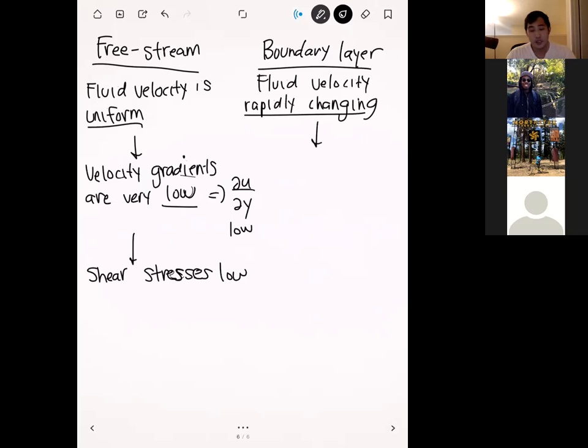And that's just like what we were talking about before, because in the boundary layer, the fluid velocity has to go from 0 at the surface up to the free stream velocity. And so in order to do that, it has to make a lot of changes and it has to happen really quickly. And if the fluid is changing rapidly, this tells us that the velocity gradients are very high.